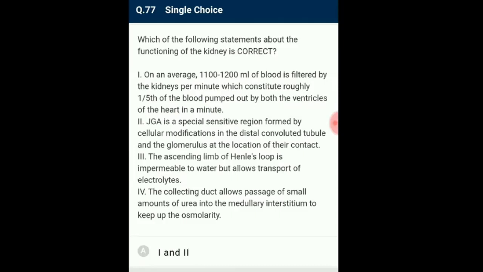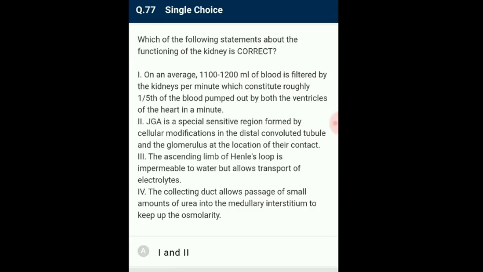Question 77. Which statements about the functioning of the kidney are correct? On an average, 1100 to 1200 ml of blood is filtered by kidneys per minute, which constitutes roughly 1/5th of the blood pumped out by each ventricle of the heart in a minute. Juxtaglomerular apparatus is a special sensitive region formed by modifications in the distal convoluted tubule and the efferent arteriole at the location of their contact.